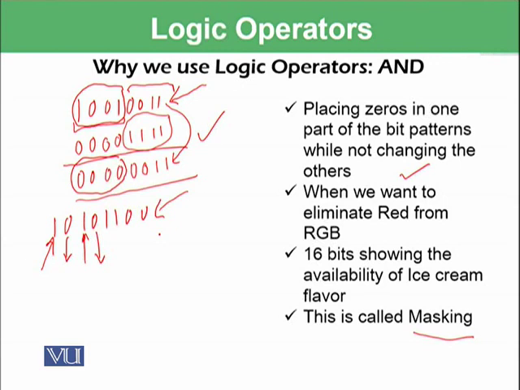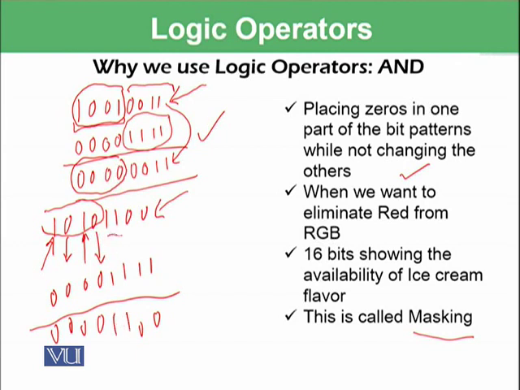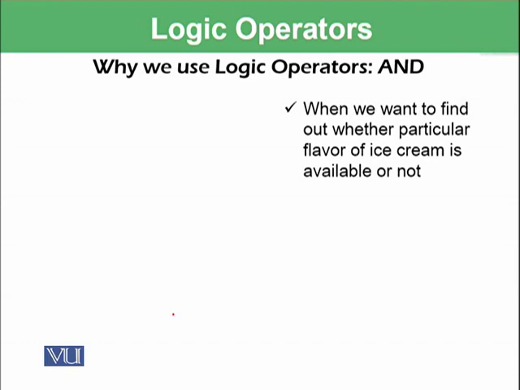Suppose our first 4 flavors are finished, so then you will AND it with 0 0 0 0 1 1 1 1. This would make the initial 4 bits 0, and the next 4 bits will remain unchanged as they were in the original. And similarly, when you want to find out whether a particular flavor of ice cream is available or not, you can also check by ANDing it with a 1.